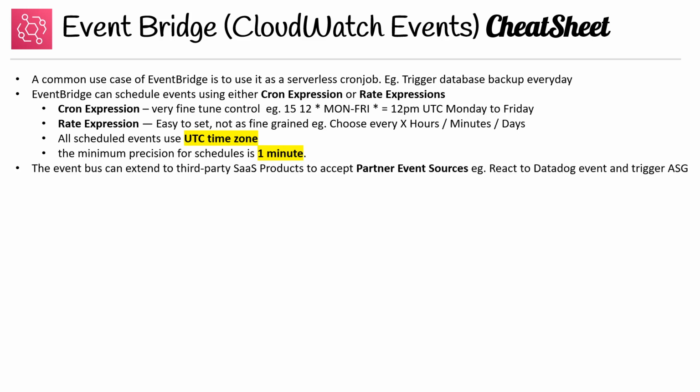The event bus can extend to third-party SaaS products to accept partner event sources. There's a whole host of third-party products, but an example is Datadog. So let's say something happens in Datadog, it could trigger something in AWS.